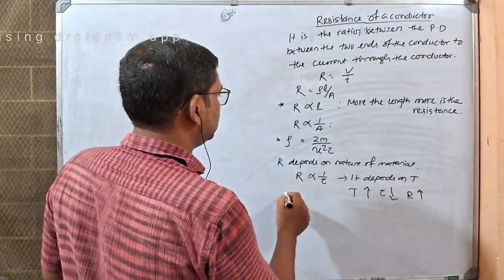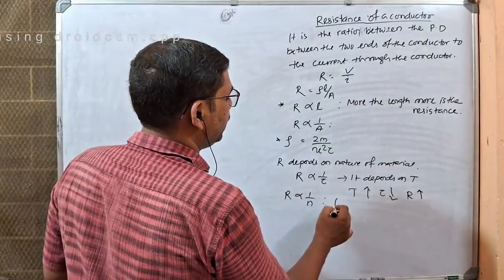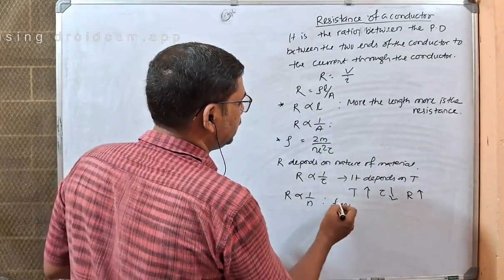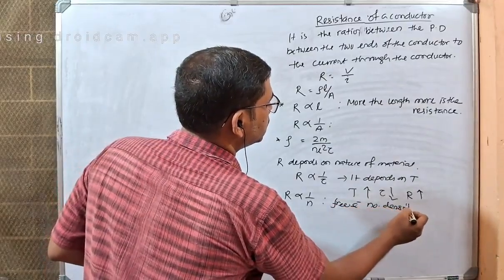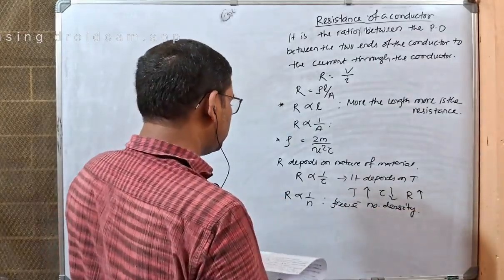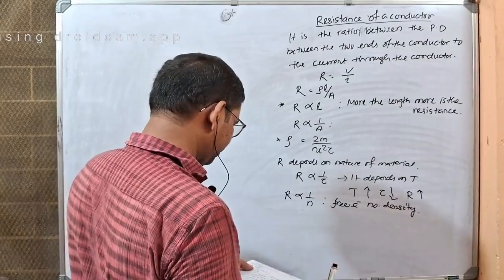And R is proportional to 1 by n, the free electron number density. The more the number density, the less will be the resistance.